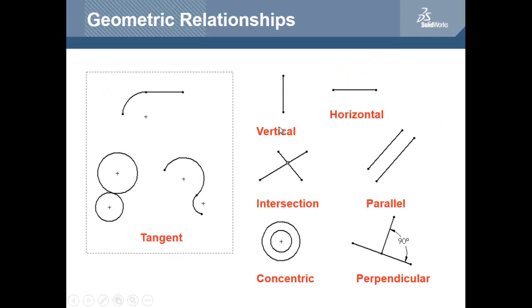These are tangent, vertical, horizontal. Vertical is up and down, horizontal is across. Intersection is where they come together. Parallel is side by side. Concentric is one circle inside another. Perpendicular are two lines with a 90 degree angle. Tangent intersects with one point of a circle. So we have this intersects with one point of a circle.